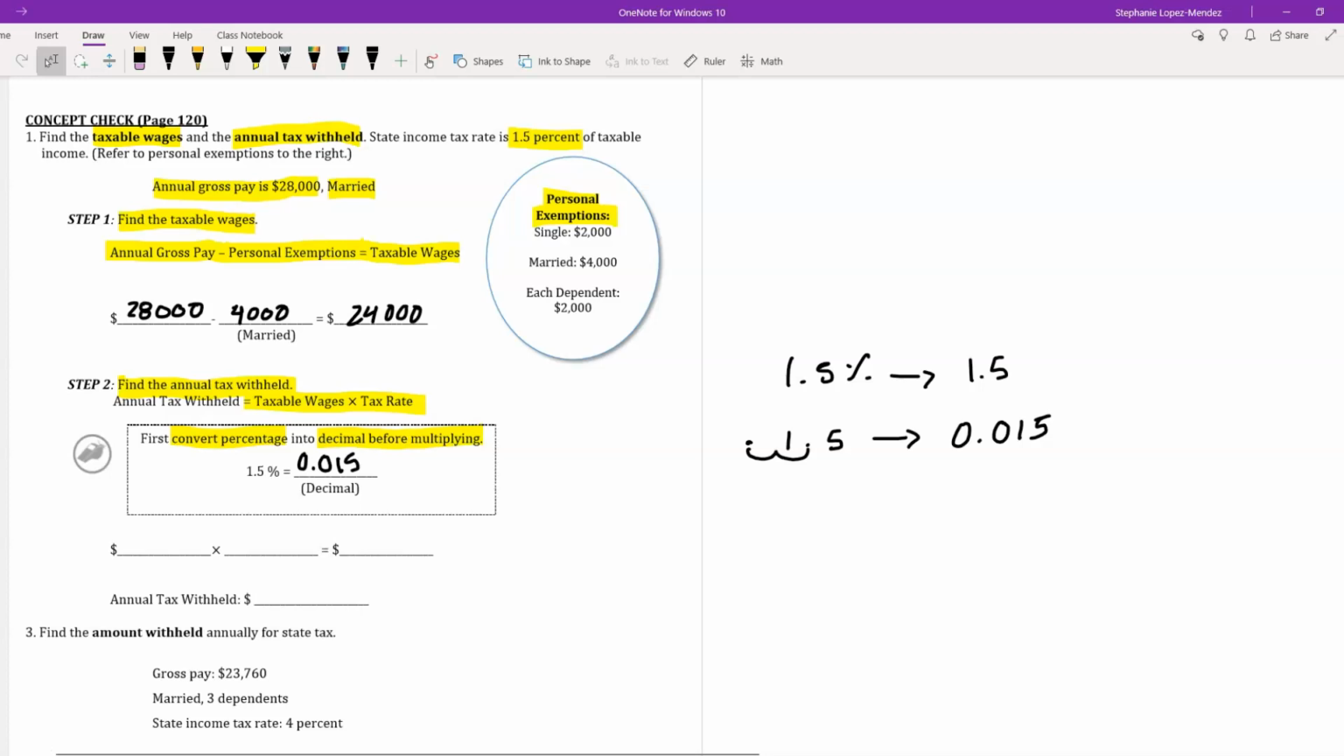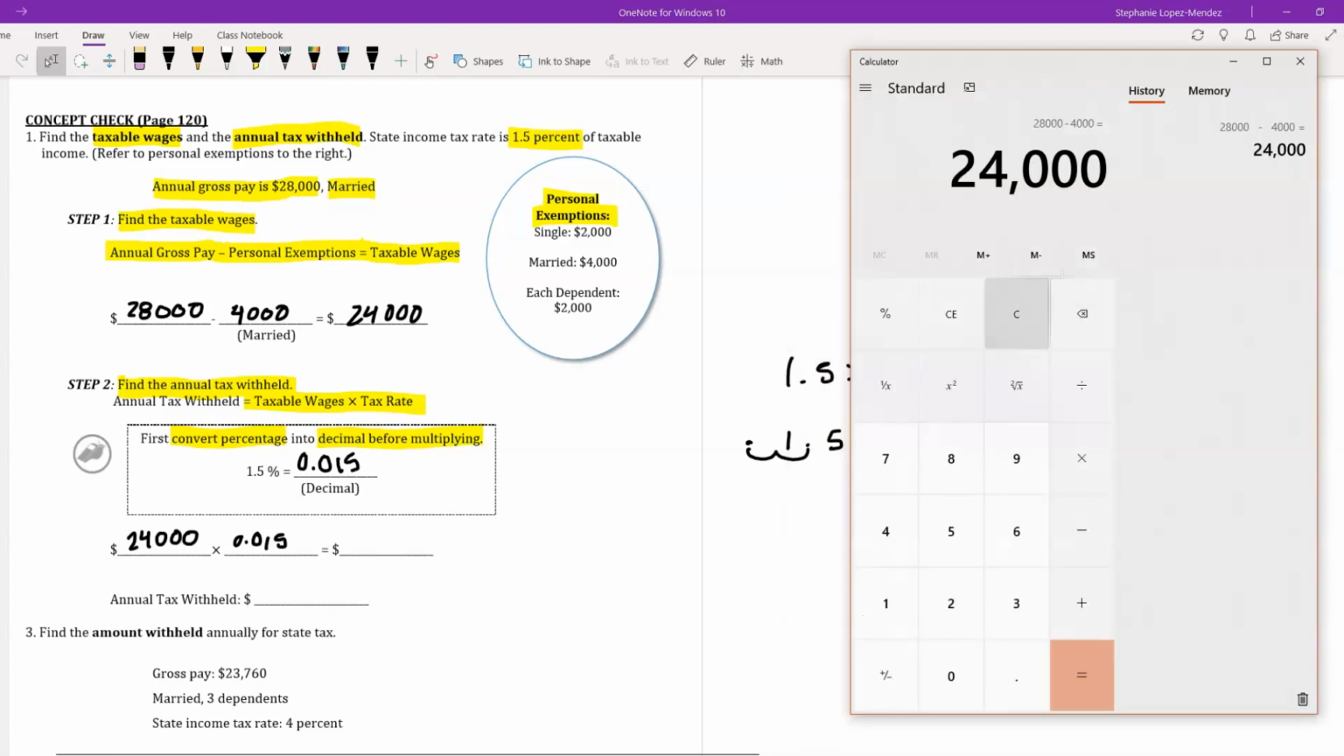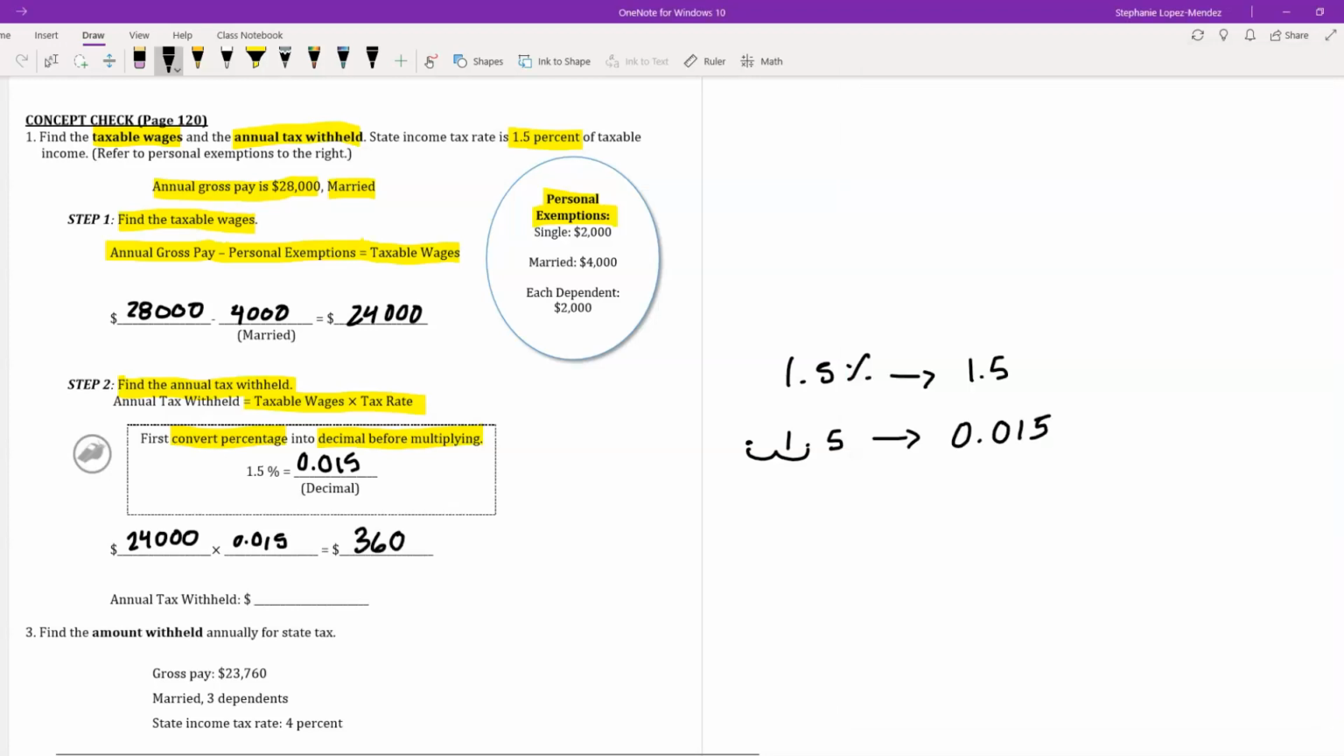So I go to my formula and now I have the taxable wages, which is the amount we found on step 1, $24,000, times our tax rate, which is 0.015, and we do that multiplication. We go to our calculator and we have 24,000 multiplied by 0.015. So my annual tax withheld is now $360.